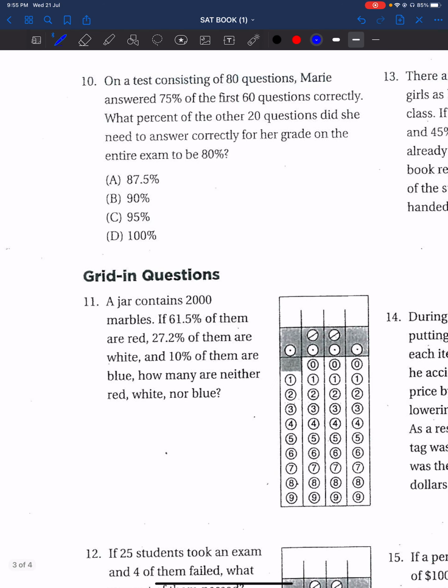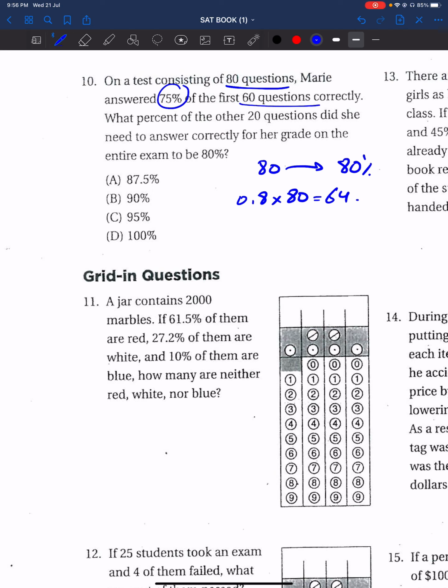Question number 10. On a test consisting of 80 questions, Mary answered 75% of the first 60 questions correctly. What percent of the other 20 questions did she need to answer correctly for her grade on the entire exam to be 80%? Now, out of 80 questions, 80% is how much? So 0.8 multiplied by 80, which gives you 64 correct questions.